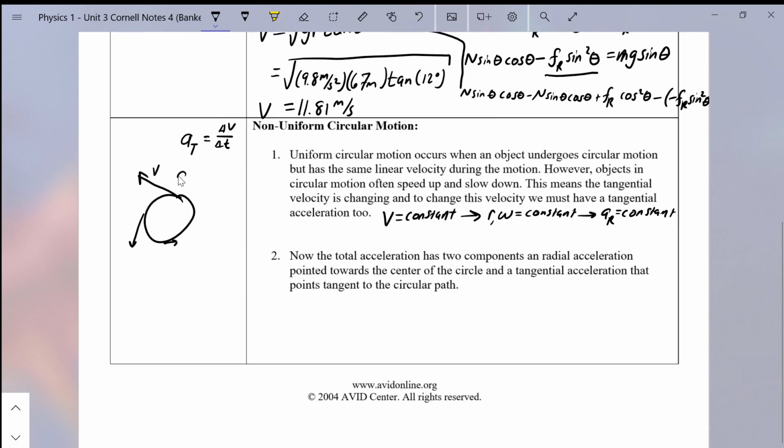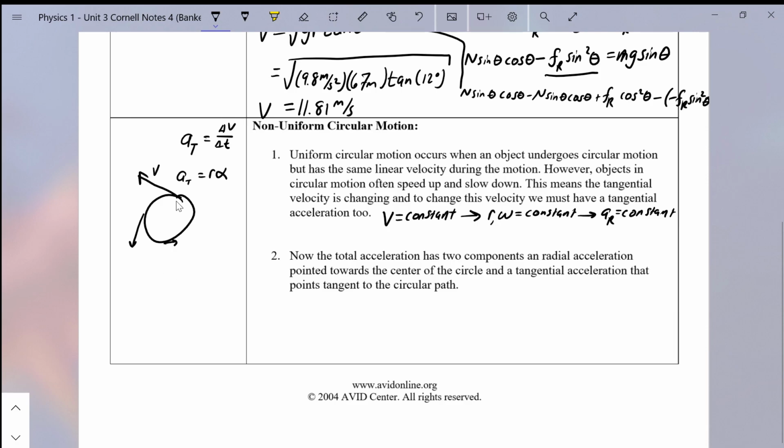It is also equal to a sub t is equal to r times alpha, where alpha is the angular acceleration, the radians per second squared. So the total acceleration vector for non-uniform circular motion now has two components, whereas in uniform circular motion it only had one, and that's the inward pointing radial acceleration. But now we have this change in the tangential velocity's magnitude, and so that requires a tangential acceleration.